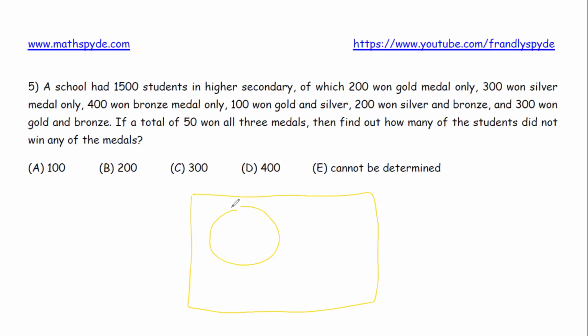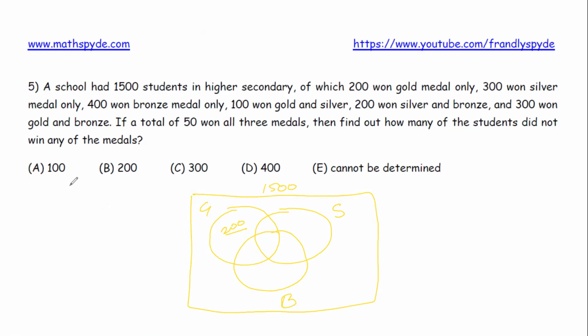So I'll draw bigger circles in order to avoid cramming up. There's enough space also. So there are 1500 students, gold, silver, bronze. 200 gold medals only. So this is 200. Remember, only means that region. But if they had not mentioned only, then the 200 would come outside, out here. The entire circle will be 200. But once they use the word only, then it is this. When they say only gold and silver, then it is this. But if they say gold and silver, then it means this whole region together.